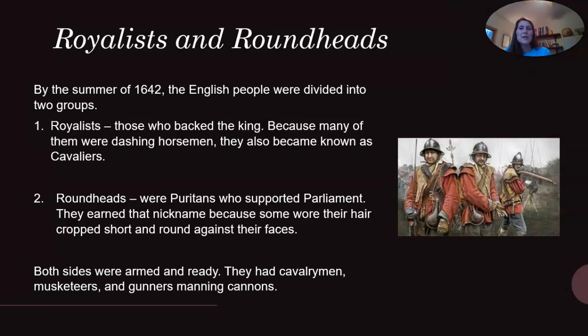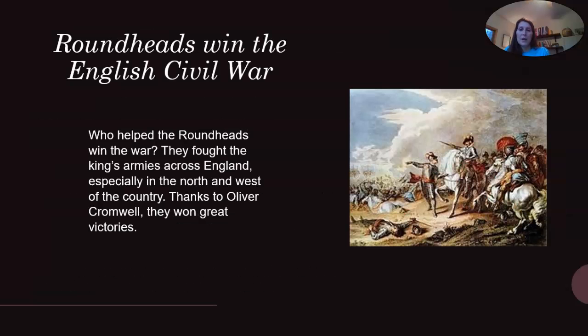So Royalists and Roundheads. By the summer of 1642, the English people were divided into two groups. Royalists, those who backed the king, because many of them were dashing horsemen, also became known as Cavaliers. Or the Roundheads. They were Puritans who supported Parliament. They earned that nickname because some wore their hair cropped short and round against their faces. Both sides were armed and ready. They had cavalrymen, musketeers, and gunners manning cannons. So there's two different, totally separate groups, the Royalists and the Roundheads.